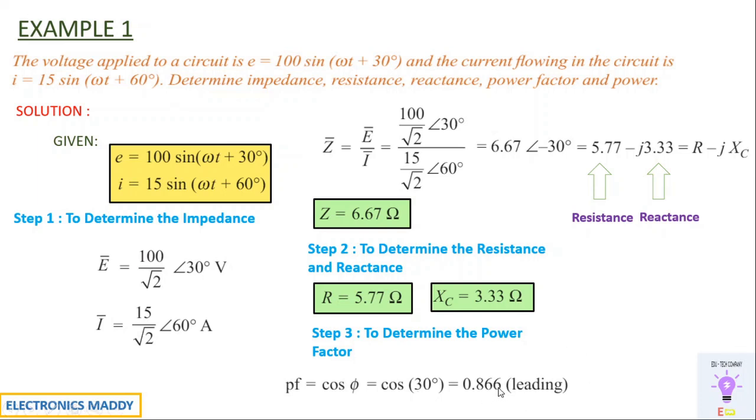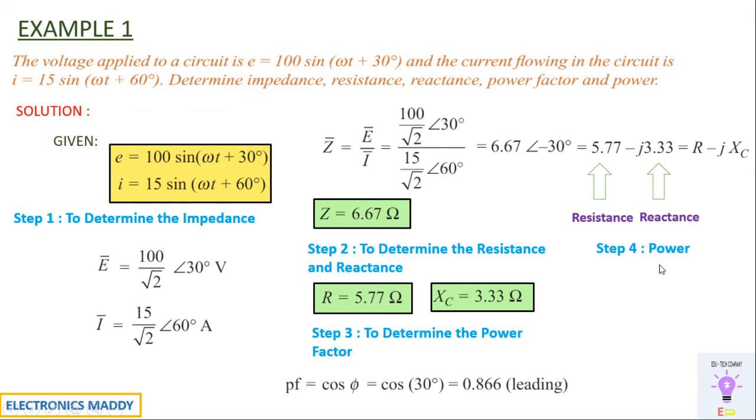So 0.866, very important point. You have to mention whether it is leading or lagging with respect to any power factor problems that are given. In this case we'll be representing it as leading, because the capacitor is always associated with a leading power factor, because the current is leading with respect to voltage. That's the reason why we'll be representing it in this particular fashion. So, very important observation: if you're not mentioning leading, then definitely this doesn't make any sense. That's the reason why we have to mention this.